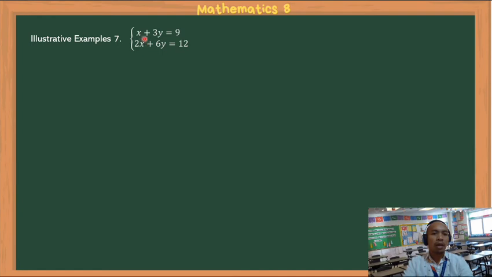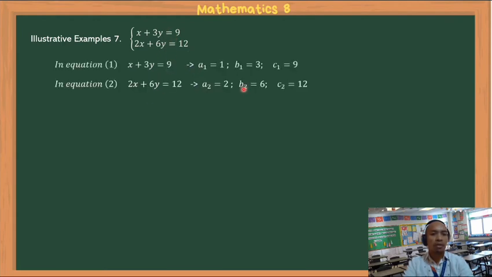Next example, x plus 3y is equal to 9. 3x plus 6y is equal to 12. So in equation number 1 and equation number 2, we will compare the ratios. So simplify. So 1 half. 3 divided by 6 is also 1 half. Then 9 divided by 12 in lowest terms is 3/4.